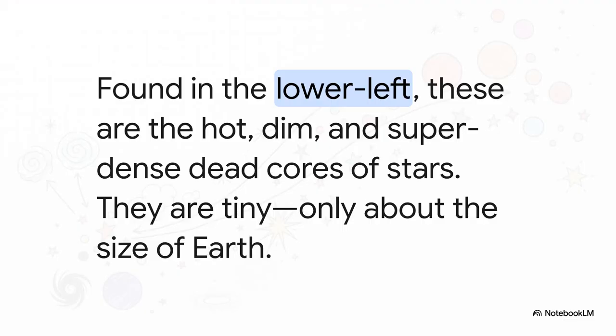And then way down in the bottom left, we have the final act for a lot of stars, the white dwarfs. Now, these things are super hot, which is why they're on the left side of the diagram, but they're incredibly dim. And the chart tells us exactly why. If something's hot but not bright, it has to be tiny. And that's exactly what they are. These are the super dense, Earth-sized dead cores left behind after a star like our sun sheds its outer layers.